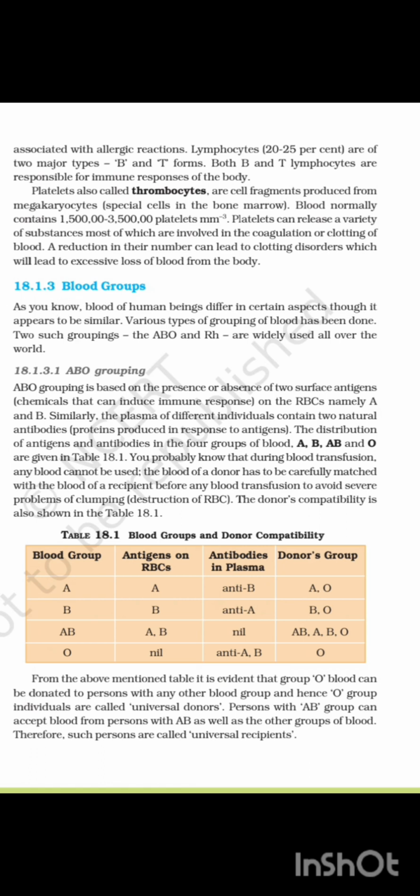18.1.3 Blood groups. As you know, blood of human beings differs in certain aspects, though it appears to be similar. Various types of grouping of blood have been done. Two such groupings, ABO and Rh, are widely used all over the world. 18.1.3.1 ABO grouping. ABO grouping is based on the presence or absence of two surface antigens, chemicals that can induce immune response, on the RBCs, namely A and B. Similarly, the plasma of different individuals contains two natural antibodies, proteins produced in response to antigens. The distribution of antigens and antibodies in the four groups of blood, A, B, AB, and O, is given in table 18.1.